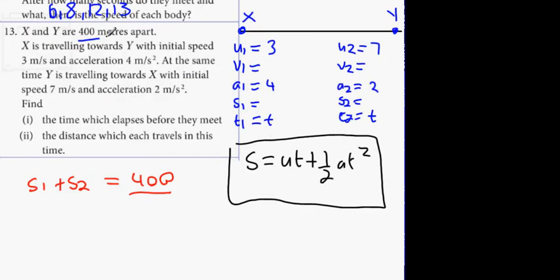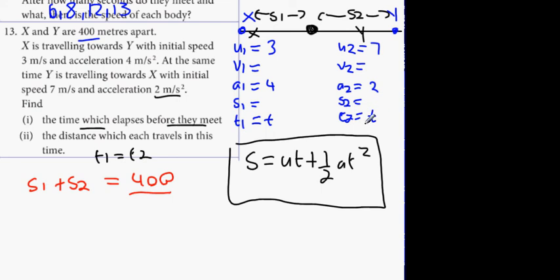Alright, so what you can see is they're 400 meters apart. They travel a distance and they meet somewhere in here. I don't know what that is, so I'm going to say that's S1 and the other one here is S2. I write down my information for this one's for X and this one's for Y. We go U, V, A is 4, S we don't know, T is T, because T1 equals T2. Then we have U equals 7, V we don't know, A equals 2, because it says 2 here. Then it says find the time elapsed before they meet.